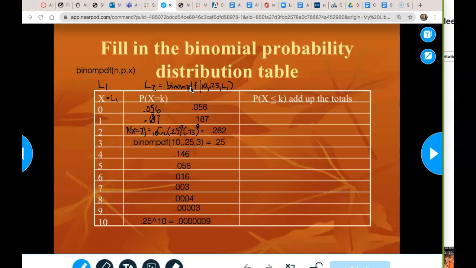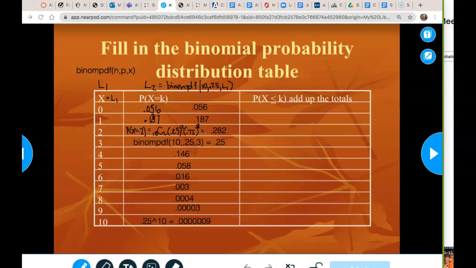PDF stands for Probability Distribution Function. You might have noticed that there was a CDF. And some people are like, okay, when do I use PDF and when do I use CDF? PDF is used when x equals a number. So if x equals 2 or x equals 3. If x is less than a number, or less than or equal to a number, then we use CDF.